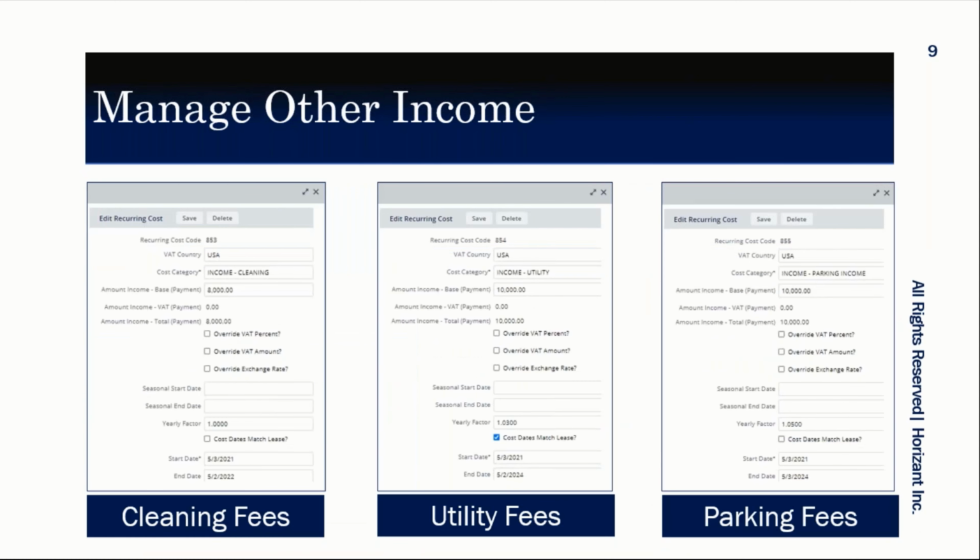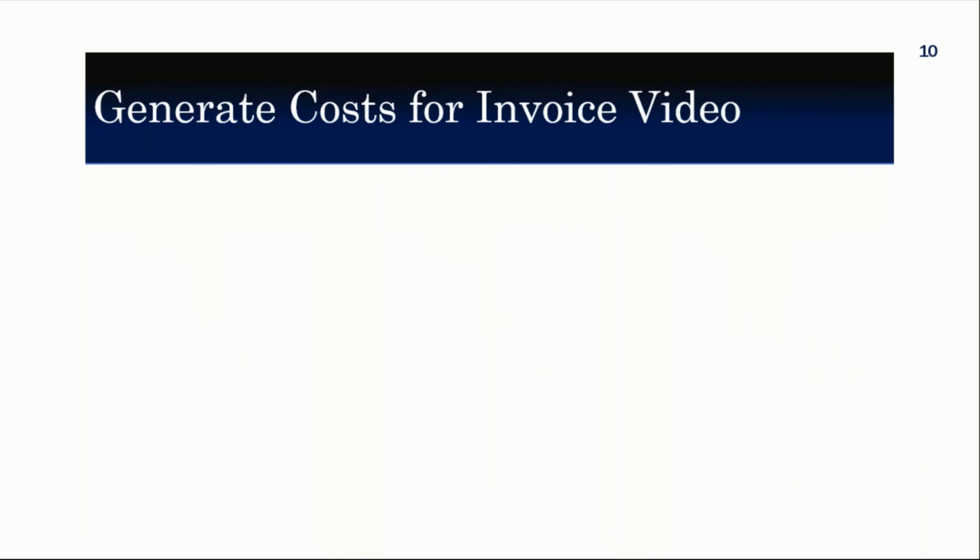On top of that, we're also going to be very simple in our approach with regard to other fees. For the cleaning fees, we're just going to set a flat rate of $8K a month over the term of the lease for 3 years. For the utility expense, we're just going to charge $10K a month. And for the parking fees, we're going to charge $10K a month as well. So again, keeping it very simple, but using the system to help generate invoices and payments.